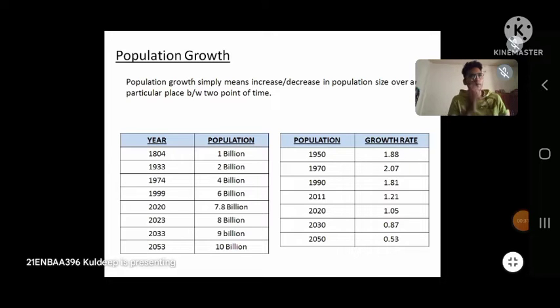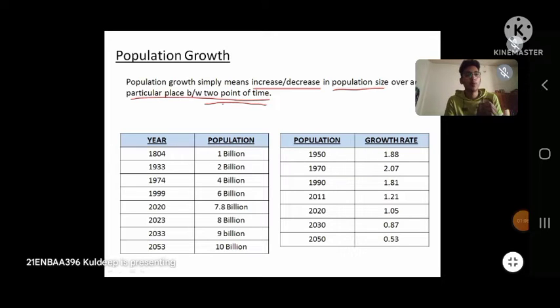First, before talking about how the population grew in our history and how it may grow in the future, let's first understand what population growth is. Population growth simply means an increase or decrease in population size over a particular place between 2 points of time.